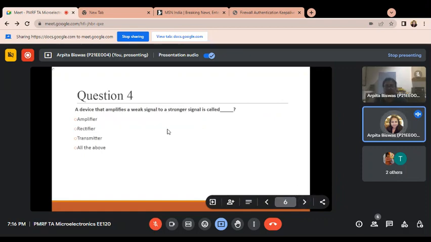The next question is: a device that amplifies a weak signal to a stronger signal is called. First option is the amplifier, the second option is the rectifier, the third option is the transmitter, and the fourth option is all of the above. This is a very basic question, I think. You can give the answer. Then option A will be the right one.